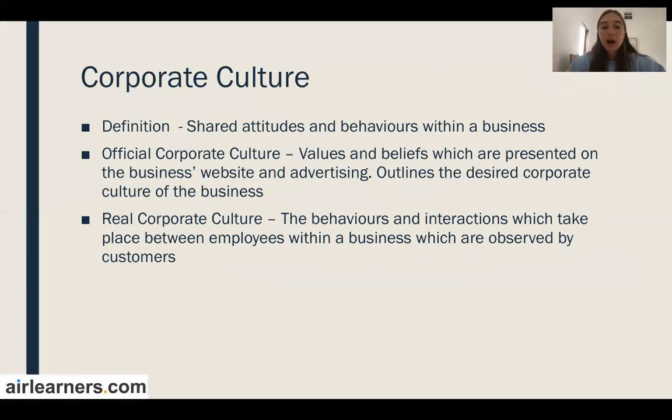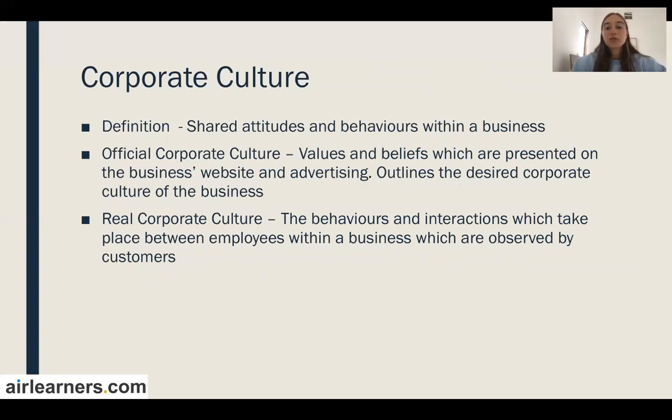There are two different types of corporate culture that you need to know: official and real. So official is what the business wants the corporate culture to be. And so it's the values and ideas and beliefs that are presented on their website and their advertising. And so like a value statement for Coles, it outlines the behaviors, values, attitudes that they want their employees to display so that the business becomes that desired state.